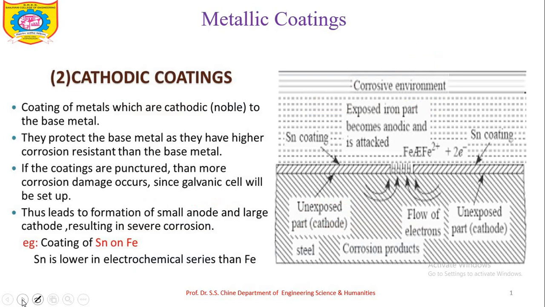Now the second type is cathodic coating. So what is in this cathodic coating? The coating metal is more cathodic, or noble, than the base metal. Means what? Because of its noble character, it will protect the base metal. Noble character means it is inert. As we discussed in the electrochemical series, the metals at the top of the series are more active, whereas the metals at the bottom of the series are noble, or inactive, or inert, and get protected. So we have to give the coating of noble metals on this base metal.